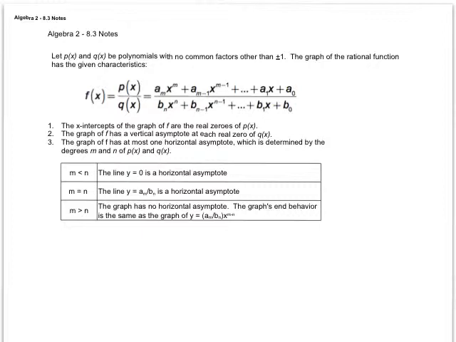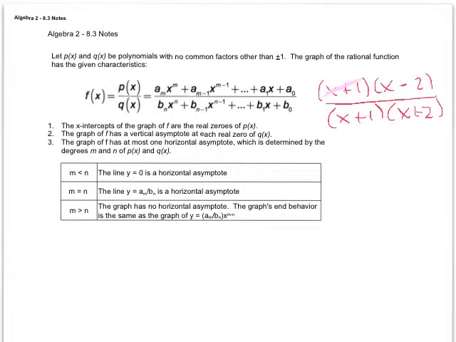In other words, I don't have a function that would reduce, like say, x plus 1 times x minus 2 over x plus 1 times x plus 2. If you look at this one, these plus 1s cancel out, and that's a common factor. So for purposes of what we're looking at today, this will not happen, okay?